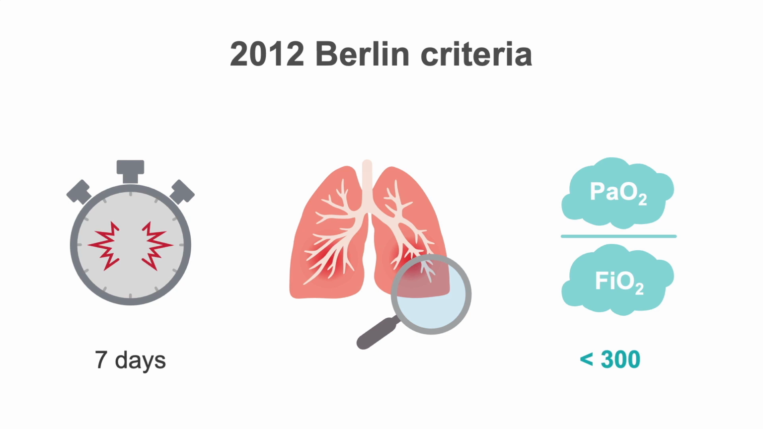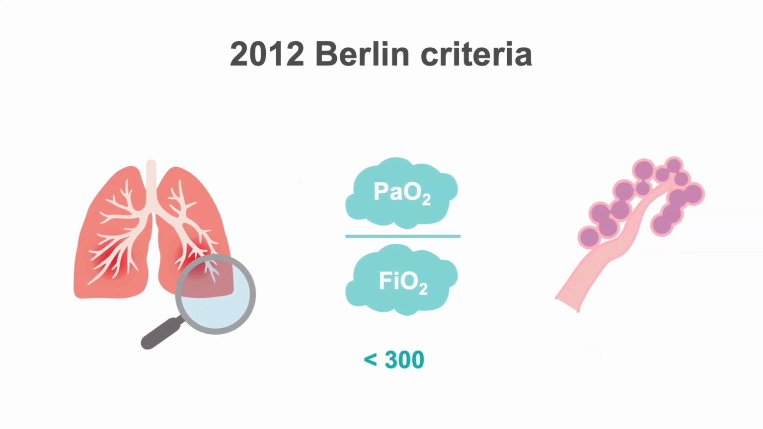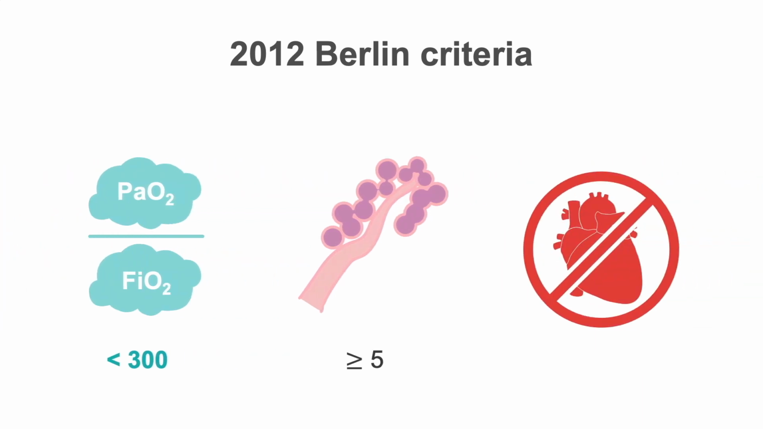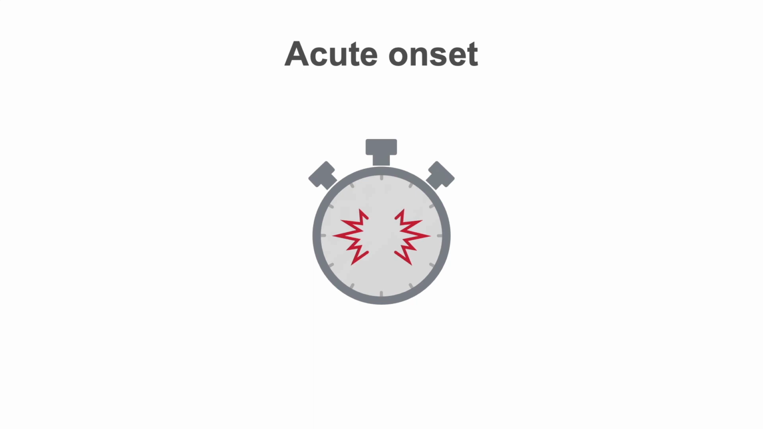To simplify the nomenclature, all P to F ratios between 0 and 300 now fall under the umbrella of the ARDS diagnosis. A PEEP, the positive end expiratory pressure, of greater than or equal to 5 was added to the oxygenation criteria. And acute pulmonary edema is still in the exclusion criteria, but the physician is allowed to rule this out using any available data. Let's take these criteria one by one and discuss in a little bit more detail, starting with acute onset.